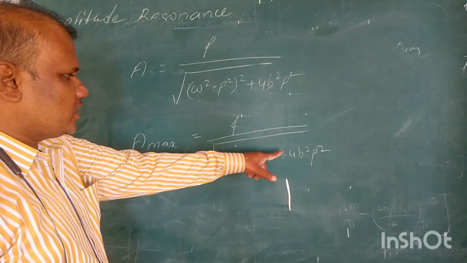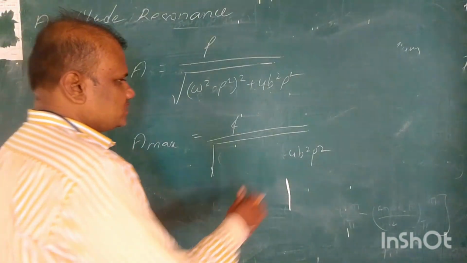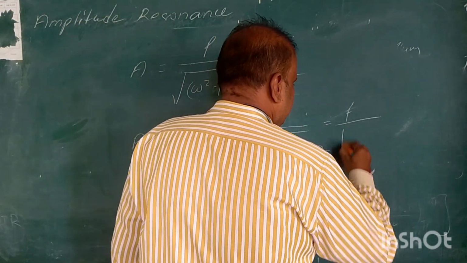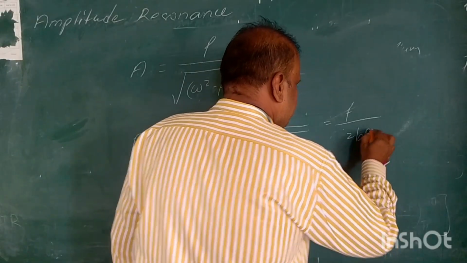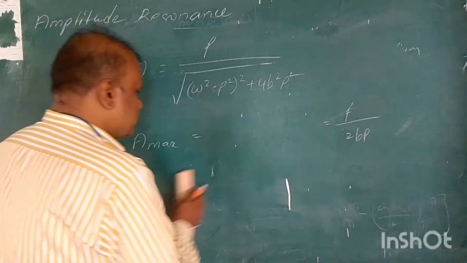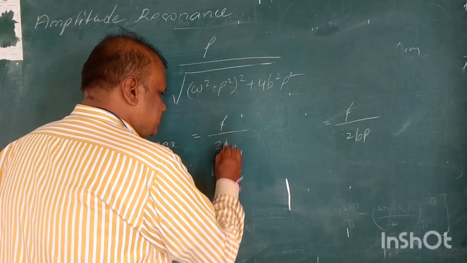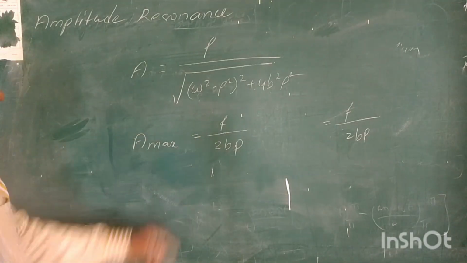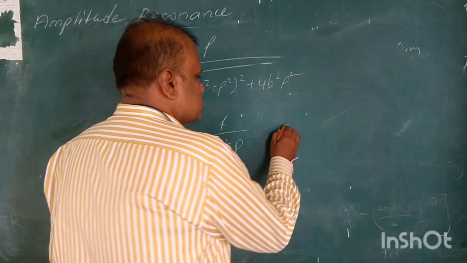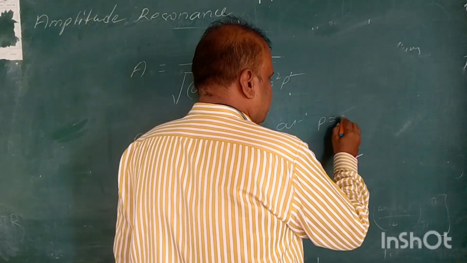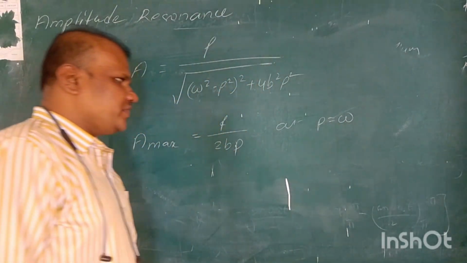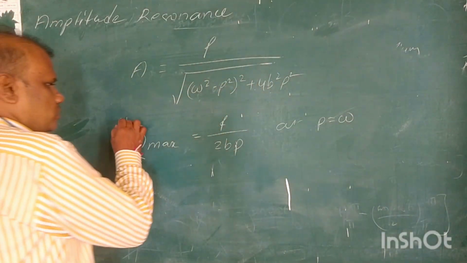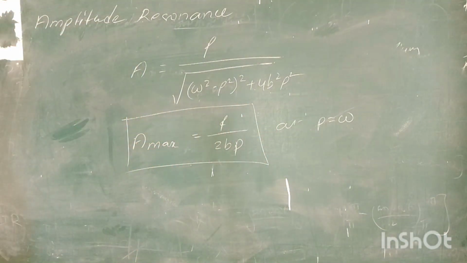Therefore you have f divided by under root of 4b square p square, which is equal to f divided by 2bp. Therefore the maximum amplitude of a forced oscillator, A max, equals f divided by 2bp, when the external force frequency becomes equal to the natural frequency of the oscillator. Then you are going to get the maximum amplitude. So this is nothing but the amplitude resonance.